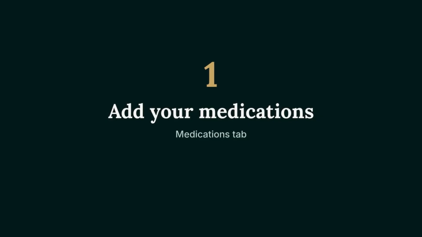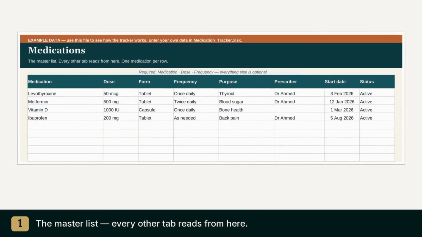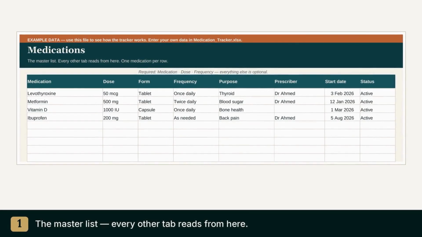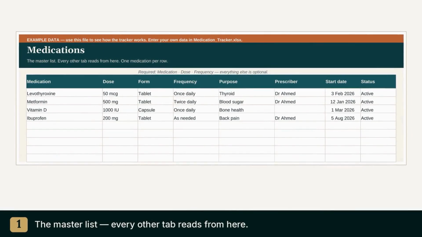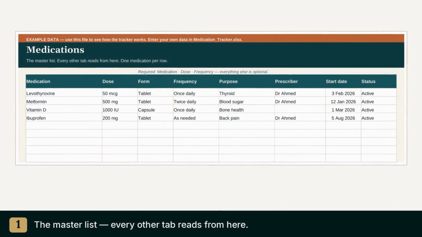Step 1. Add your medications. Open the Medications tab. This is the master list. Every other tab reads from here. 1 medication per row.